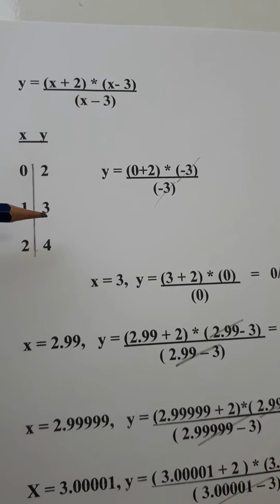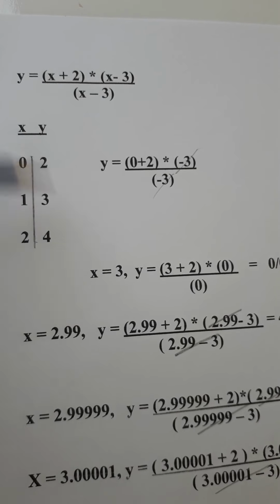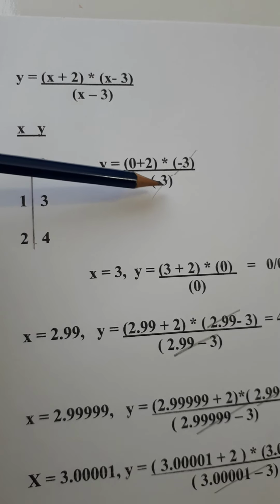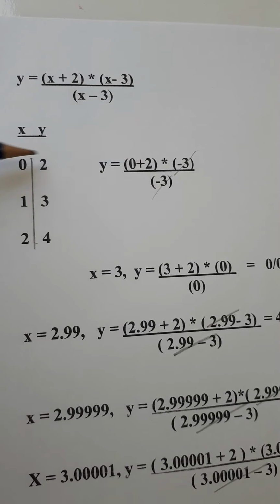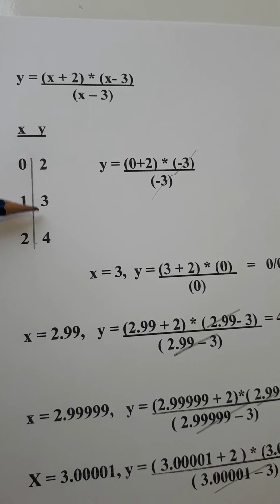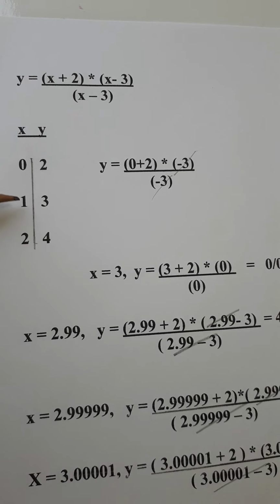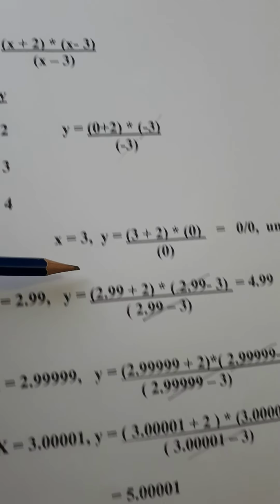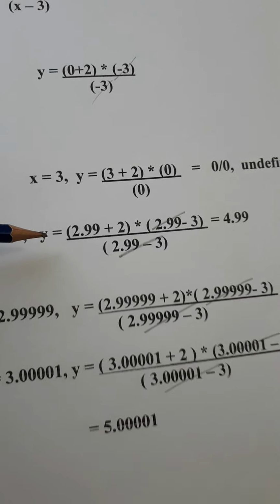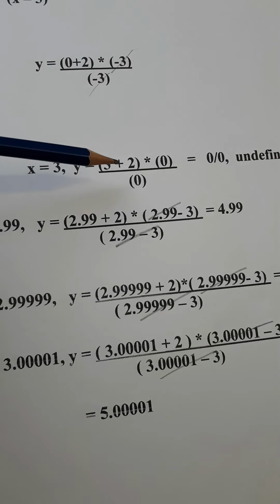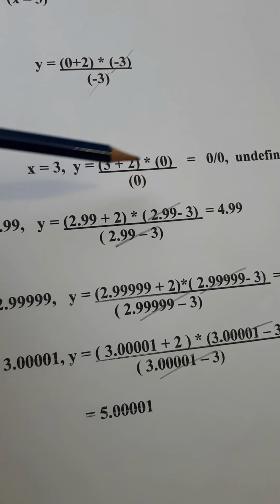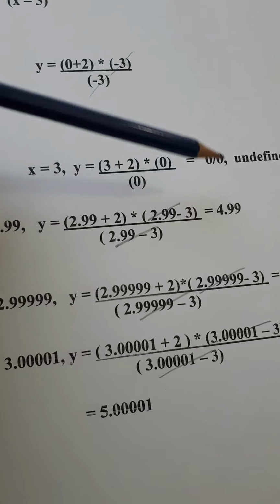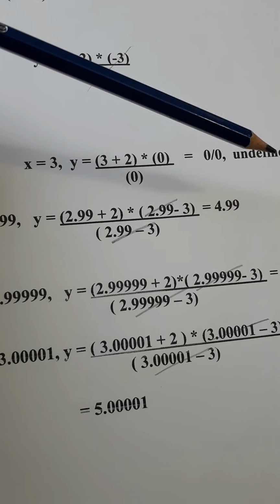If you do it for x equals 0, what will happen? 0 plus 2 over 0 minus 3, and 0 minus 3. See, these two cancel. You still get the same answer as before. Same thing with x equals 1. But if you do it for x equals 3, what will happen? 3 plus 2, 3 minus 3 becomes 0. Your answer will be 0 divided by 0. We call it undefined.